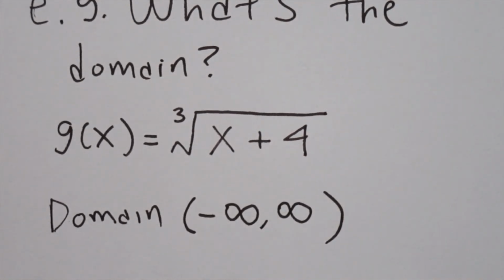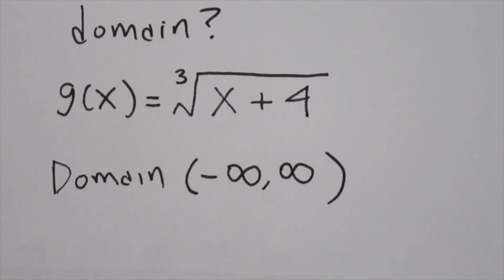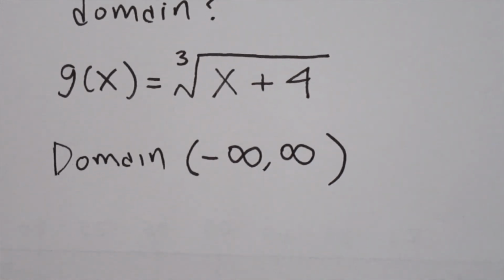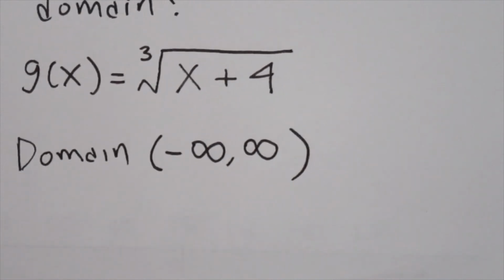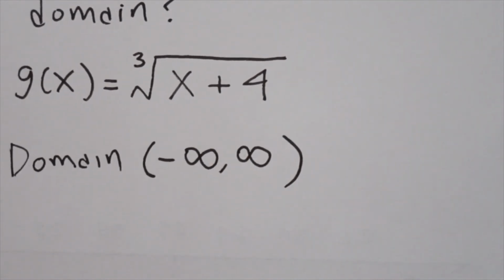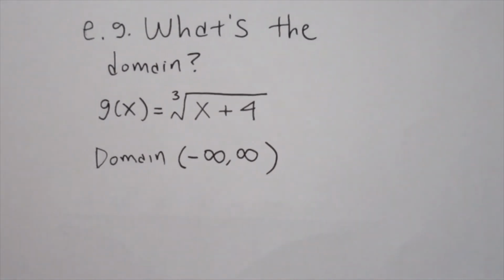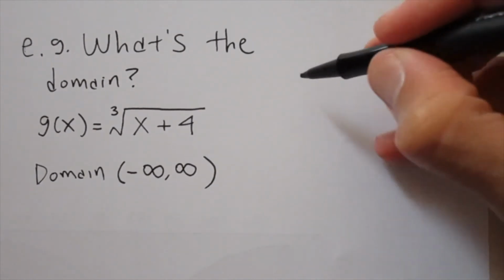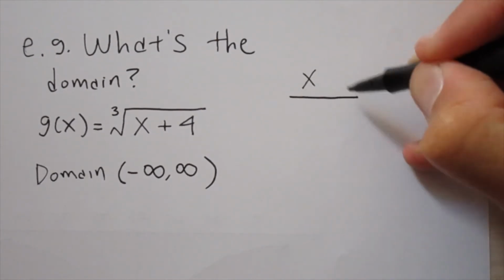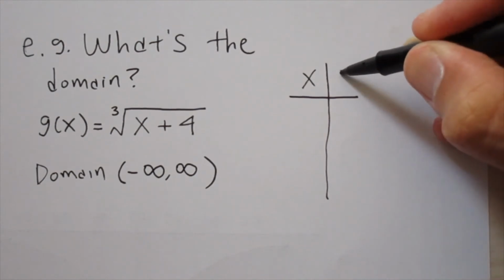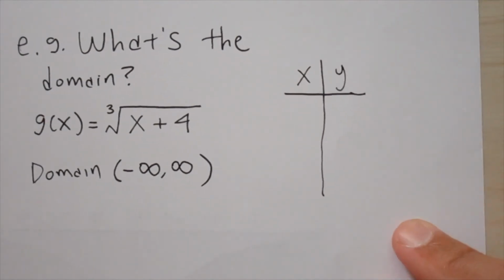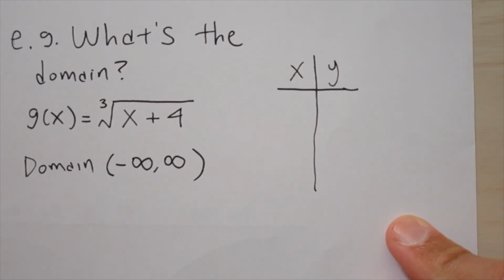How does that look? Now what if I want to graph this? Graph the cube root of x plus 4. I'm going to move this over a little bit. Actually, maybe if I zoom out. I'm going to set up a table of x versus y, because I want to graph this thing. What am I going to use for my x values?